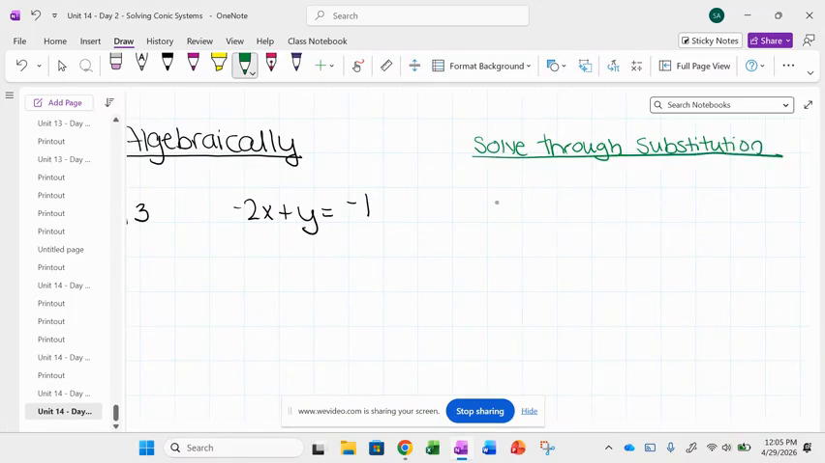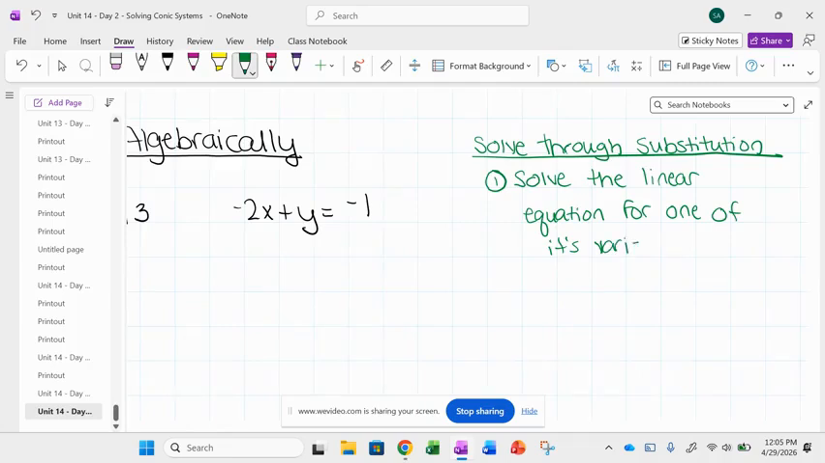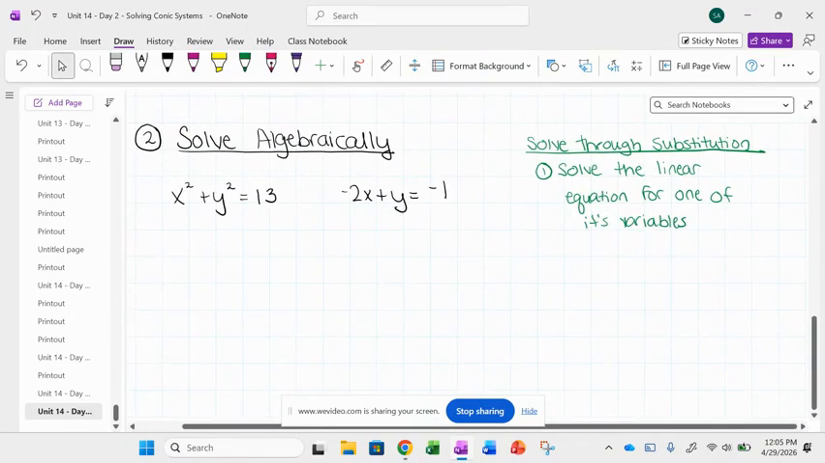So if we're going to solve through substitution, what are we going to do? Your first step that you're going to do is solve the linear equation for one of its variables. Why do you think I so specifically said solve the linear equation and not the circle?